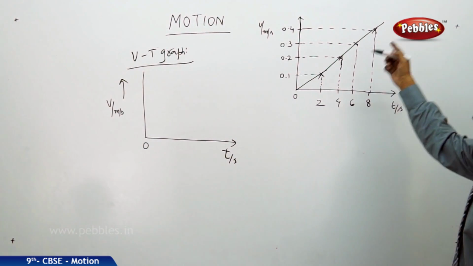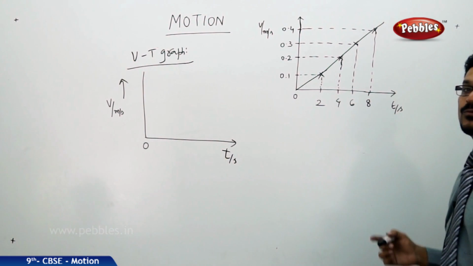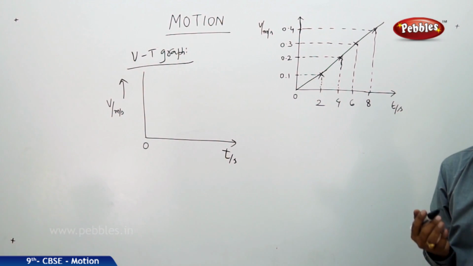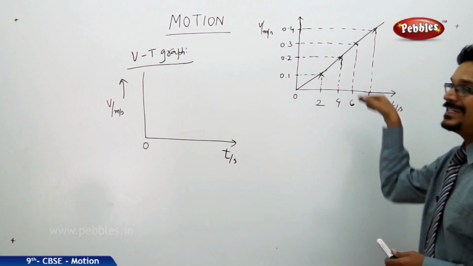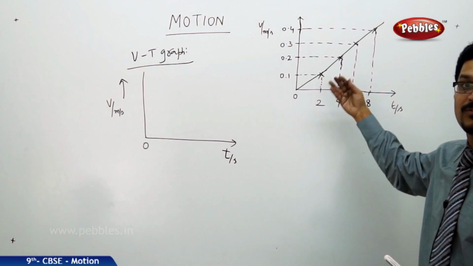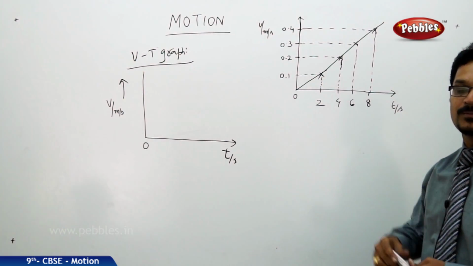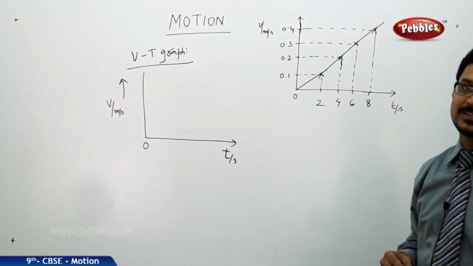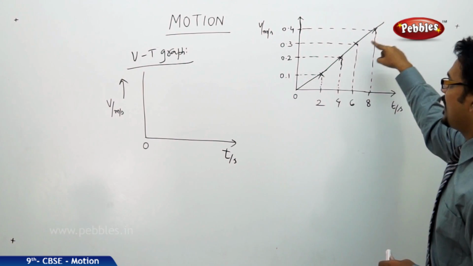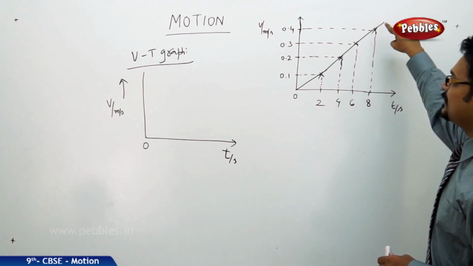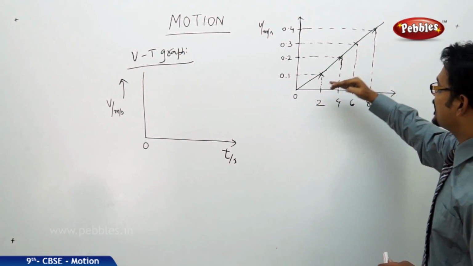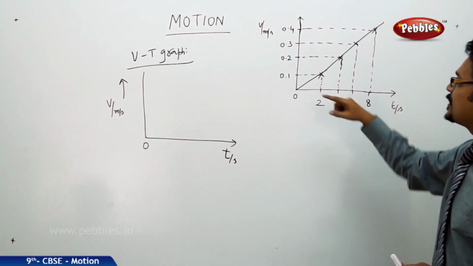So whenever the line is straight in a VT graph, what is the state of the body? In the previous example, the ST graph, I told that the body is in uniform motion. When the body is in uniform motion, its speed is constant. But if you see this graph here, the velocity is increasing uniformly. That's why you get a straight line graph.